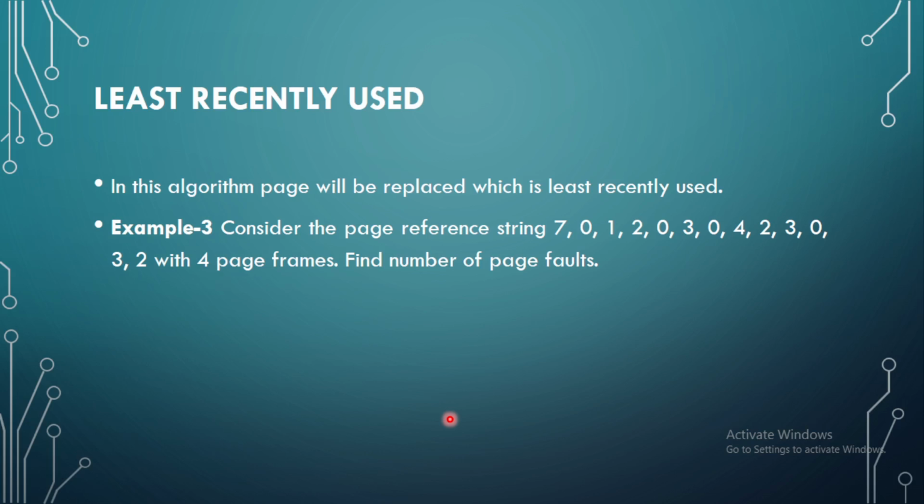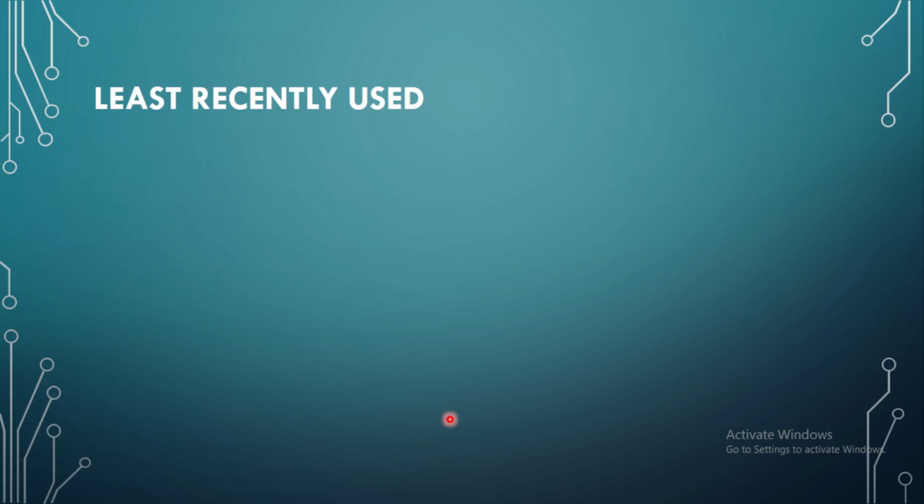So we have a page reference string and the number of page frames is 4. So these are the page references. Same question: 7 0 1 2 0 3 0 4 2 3 0 3 2. In that order, we are going to reference these pages. These pages are needed in primary memory. Same number of frames, 4.